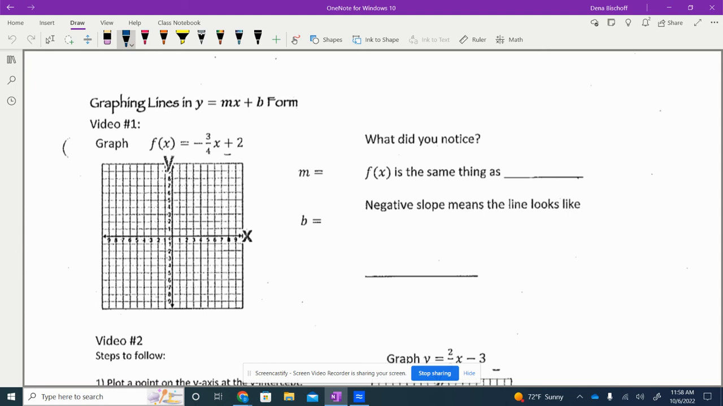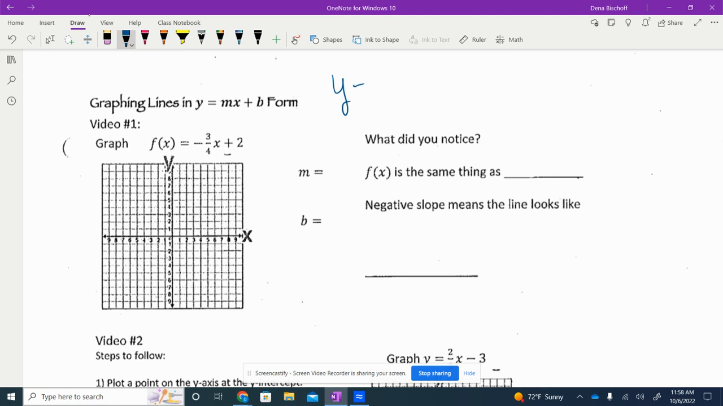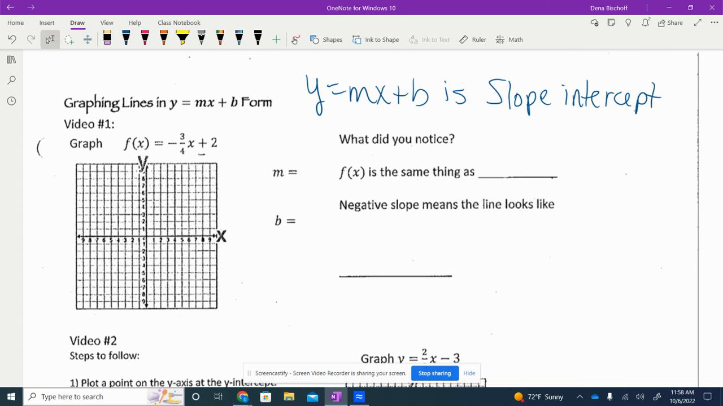Okay, here we go. Today we're graphing lines in the form y equals mx plus b. What is that called? We did it yesterday. Y equals mx plus b. That form is called slope intercept. Y equals mx plus b is slope intercept. Hopefully, we're going to just rock this out of the park.